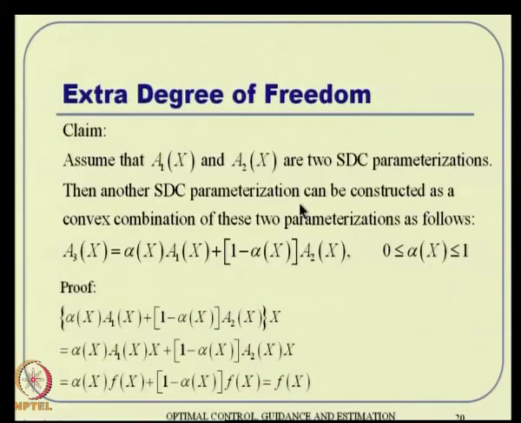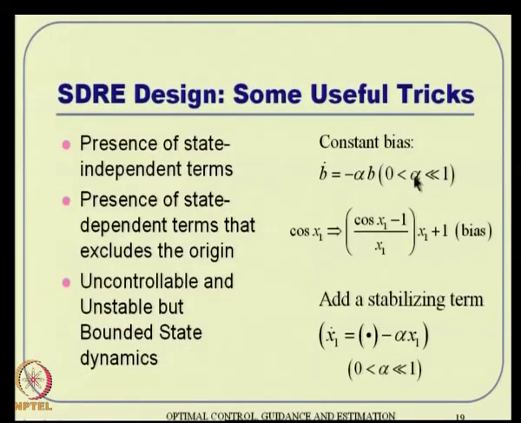Okay, so many of these things will evolve around that actually. First thing is, if you have a bias term, then one way to handle it is to construct an artificial state, something like this, where alpha is a positive number very close to 0. Then it's a slowly decaying quantity, but the decay is at such a slow rate that for all practical purposes it's like a constant variable actually.